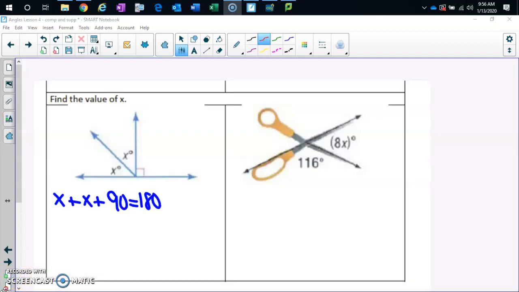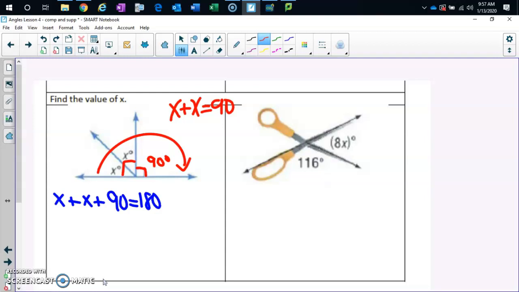The other way I can do this problem. If this little box right here shows that this side is 90 degrees, what does this side have to be over here? 90, because 90 plus 90 is 180. So the other way I could do this problem is x plus x equals 90. I could do it one of two ways. I could say that all three of these add up to 180 because they form a straight line, or I could say if this side is 90, so is that side. So x plus x equals 90.